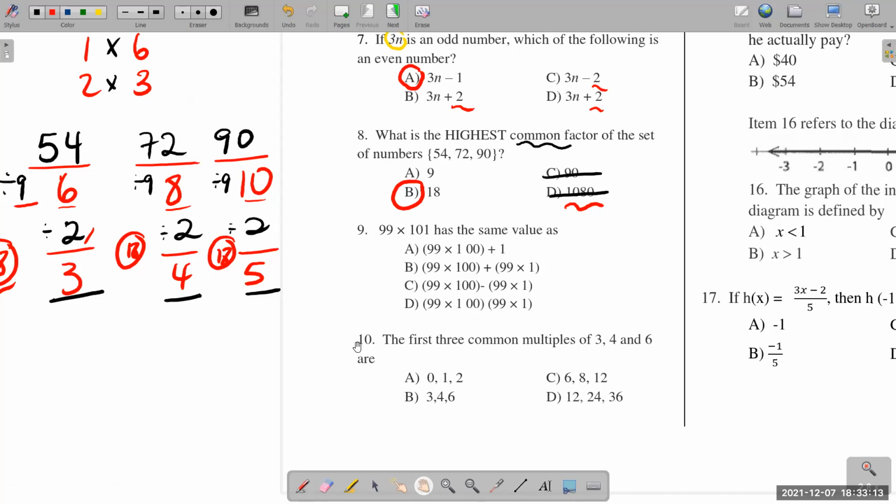Number 9 is really asking us to find the distributive property. Let's see if you can figure it out before I tell you. They tell us we have 101 99s. So that's how many 99s we got. Which one of these options represents 101 99s? Is it A? Let's go. Yes or no? Do you think it's A?